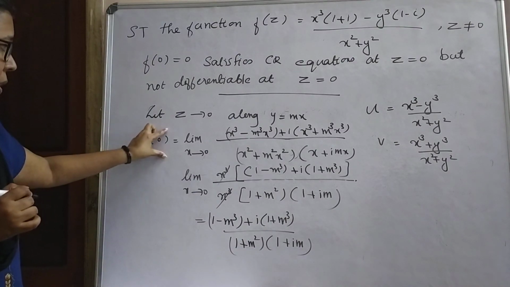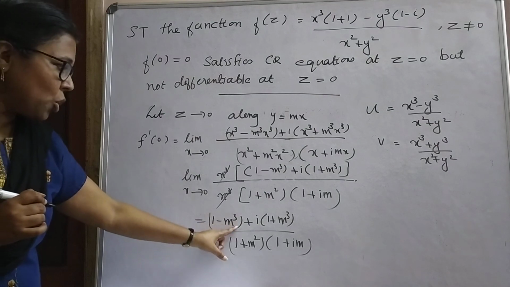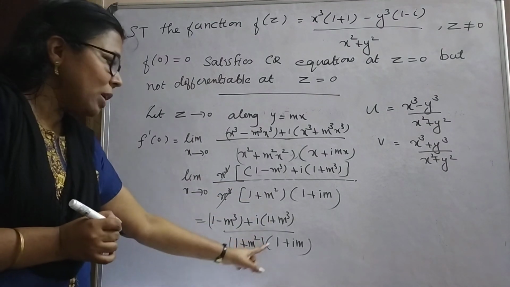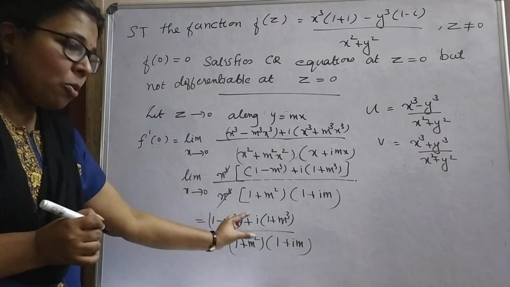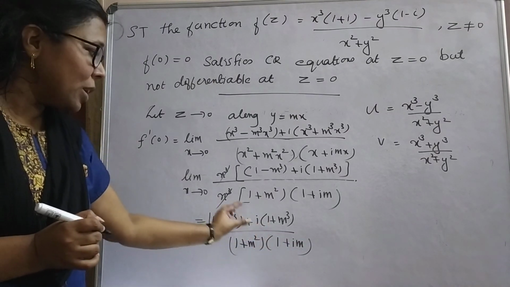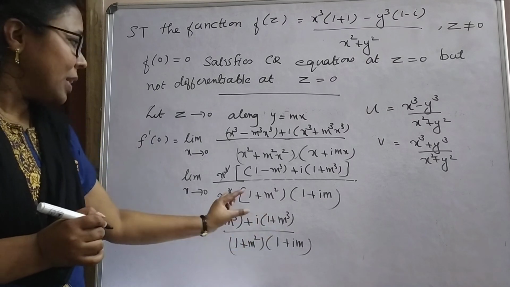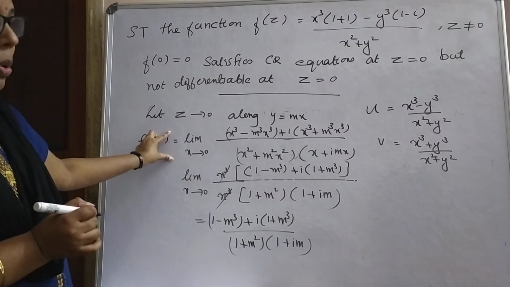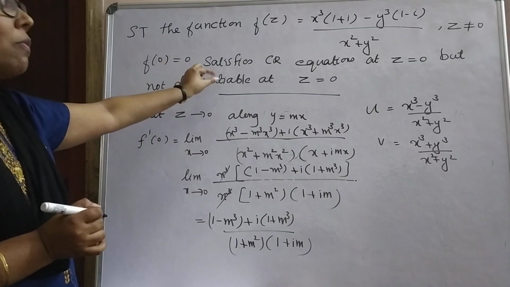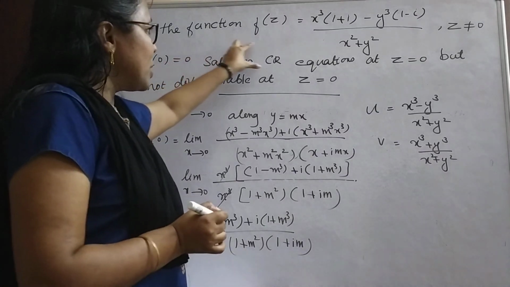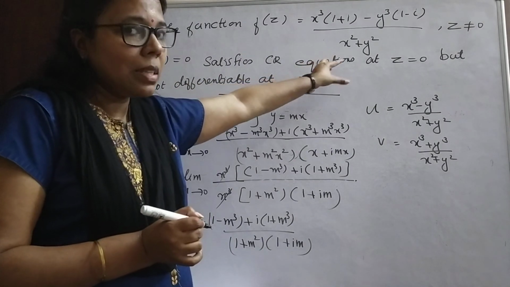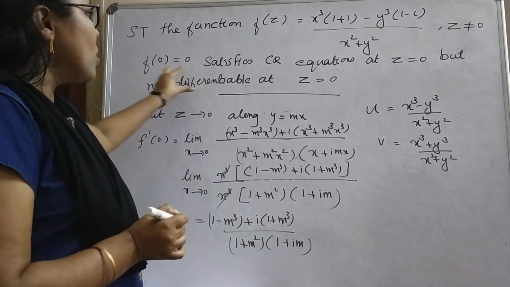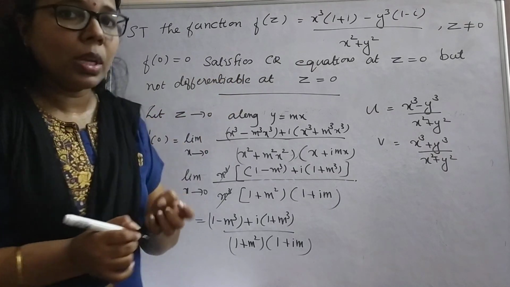That is f dash 0 equal to [(1 minus m cube) plus i(1 plus m cube)] / [(1 plus m square)(1 plus im)], which depends upon the value of m, which is different for different values of m. Therefore, f(z) is not differentiable at z equal to 0. Hence the proof. First we proved that CR equations are satisfied at z equal to 0. Now we proved that it is not differentiable at z equal to 0. Okay, thank you.